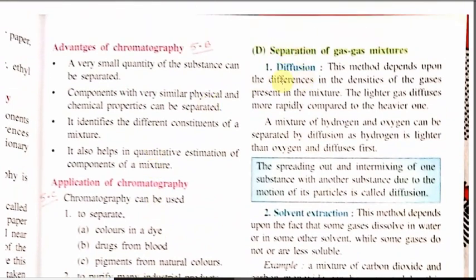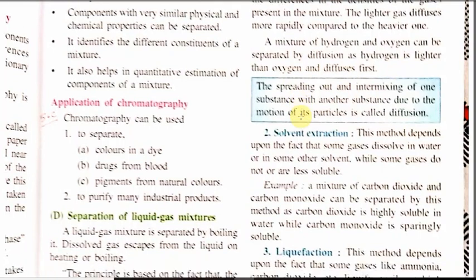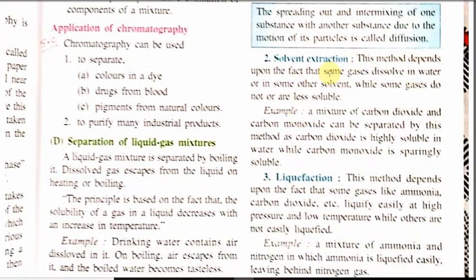Separation of gas-gas mixture is based on many techniques. First is diffusion. This method depends on the difference in density of gases present in the mixture. The lighter gas diffuses more rapidly compared to the heavier one. A mixture of hydrogen and oxygen can be separated by diffusion. As hydrogen is lighter, it diffuses very fast. The spreading out and intermixing of one substance into another substance is called diffusion. It means if you take two gases in two jars and allow them to mix, this process is called diffusion.